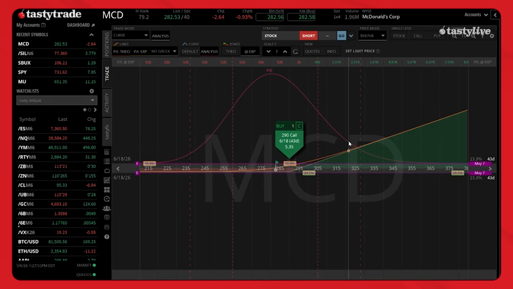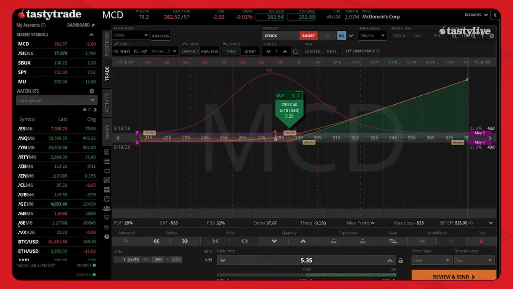And then lastly, notice that even though at 290 the stock has risen above my strike price, I'm not making money yet. I don't start making money until I get just beyond 295. That is because, if I bring the trade bar back up, on this specific strategy I'm paying $5.35 to buy this call. So for me to break even, I'm going to need McDonald's to rise at least $5.35 above my strike price. I have to overcome my debit paid to get into this profit zone.